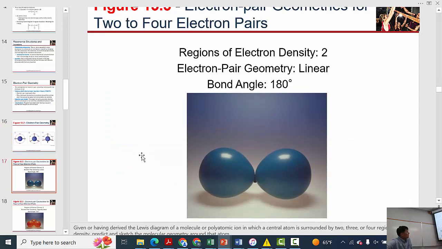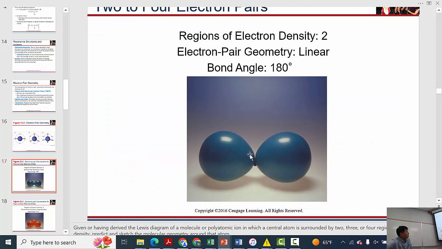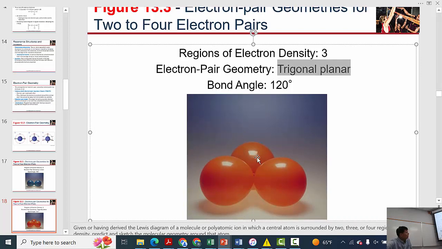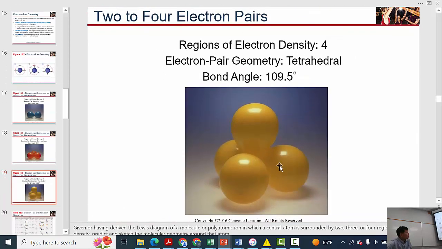We can see this with balloons. If I have two balloons, then to get the maximum distance between the two balloons, we'll want to adopt a 180 angle, and we call that linear. If I put in three balloons, then the maximum angle between the three balloons will be 120 degrees, and we call that trigonal planar. If I put a fourth balloon, that's going to push the other three down. So this is with four balloons. And the angle is, in three dimensions, 109.5 degrees. It's called the tetrahedral angle, and the shape is called tetrahedral.